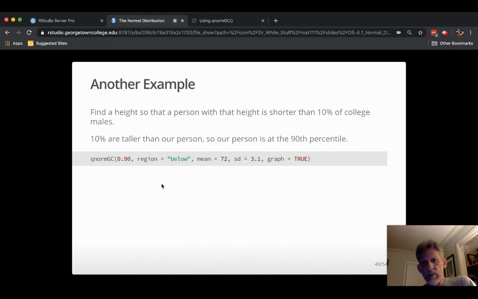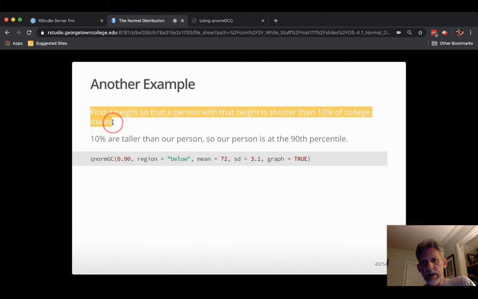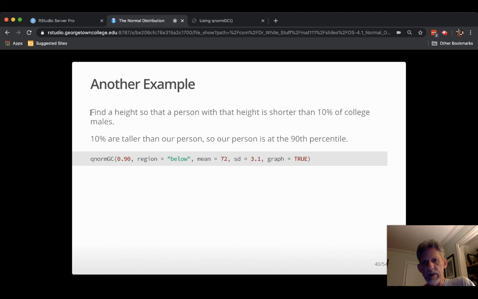Another example: can we find a height so that a person with that height is shorter than 10% of college males? So let's think about this. If 10% are taller than our person, he would have to have 90% shorter than him. So our person would be at the 90th percentile.